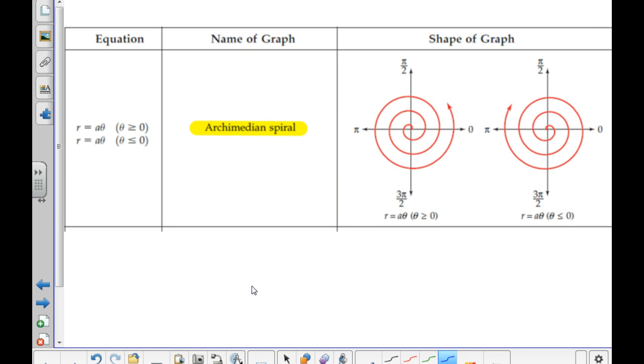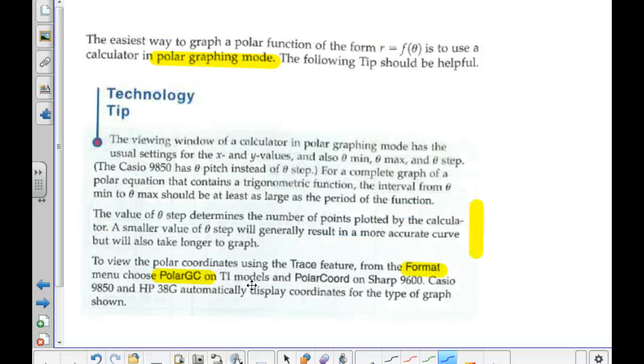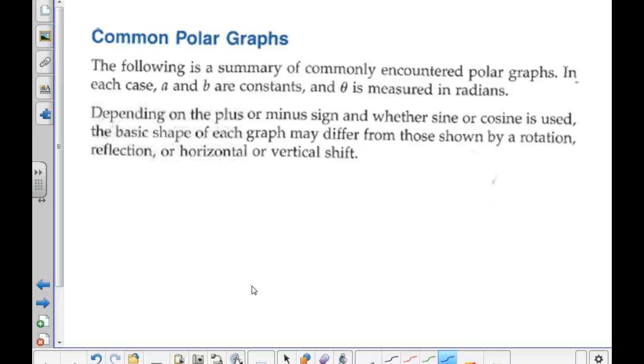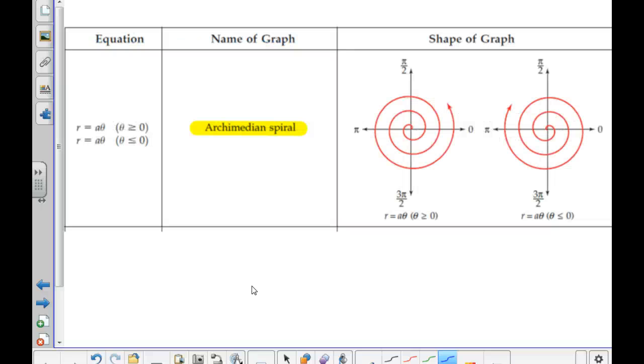I need you to put down the calculator and look up here. All right. The easiest way to graph a polar function is to use your graphing calculator in polar graphing mode. Otherwise, it's very tedious and painful, okay? The following is a summary. Please look up here. You do not have this in your notes.